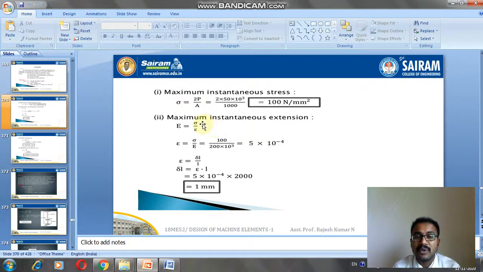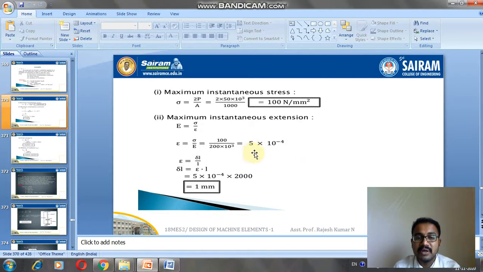And moving to the second case, maximum instantaneous extension. So that is the delta L value we need to find out. For that, we should know the Hooke's law formula, because this is the only way to find out the outcome, that is instantaneous extension delta L. So let me rewrite Hooke's law in this way: strain is equal to stress divided by Young's modulus, where the stress value I just calculated, that is the instantaneous stress value, is 100, and Young's modulus is 200 into 10 power 3, which is given already in the question itself. So the strain is nothing but 5 into 10 power minus 4, since it is unitless.